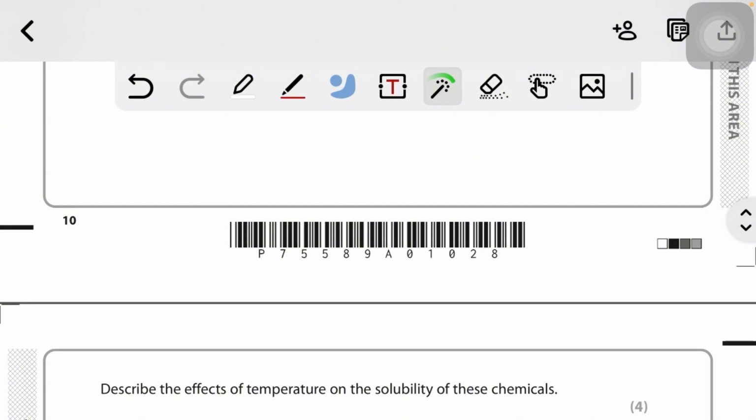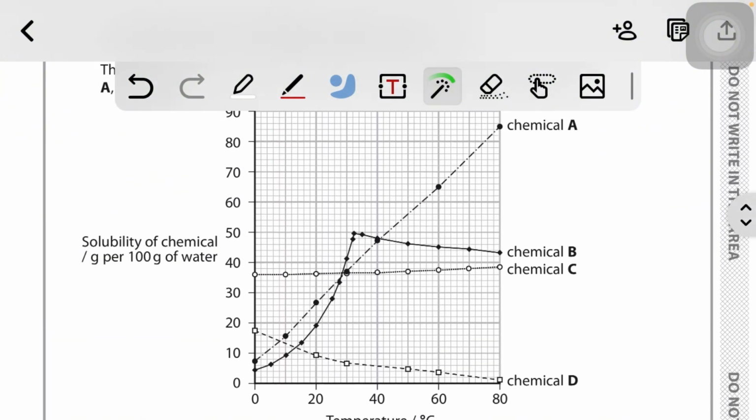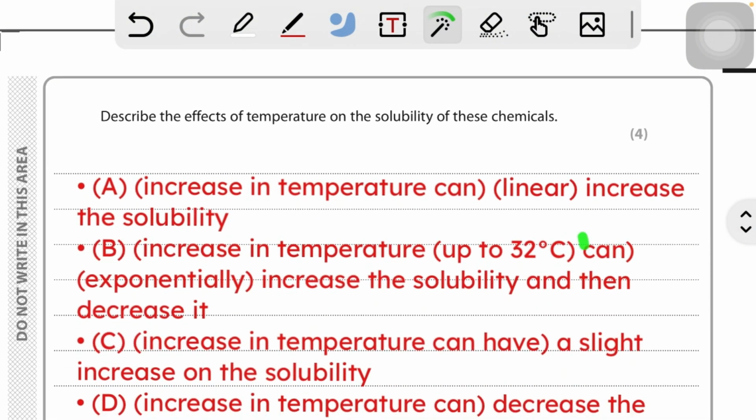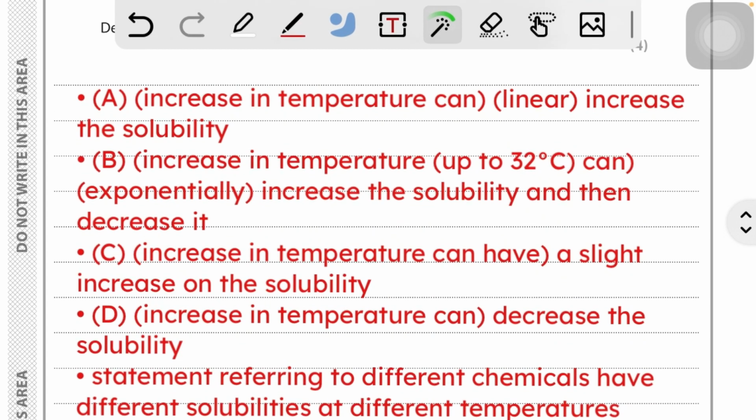As I explained, you just need to see the graph and explain it accordingly. This is one of the easiest questions, for all exams. Like this, describe the graph. Whatever you see in the graph, just describe it, and try to give some numbers, like chemical A increased from this to this point. It will give you less chance of having marks deducted. Okay, so let's see the answer.